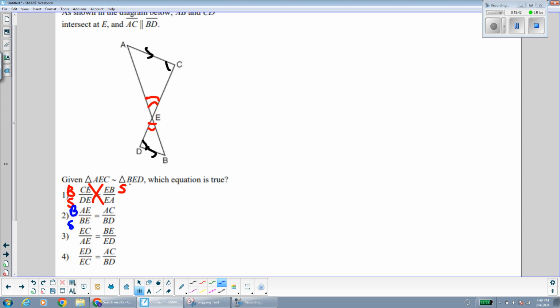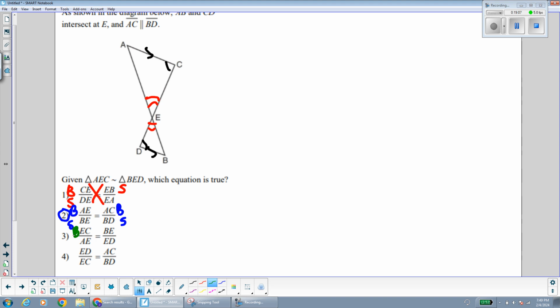First two letters, so far so good. Since this is big over small, this also needs to be big over small. AC is big, BD is small. Let's make sure these correspond. First and third letters, all good to go. Answer choice 2 is a correct equation. We can check out 3 and 4 to see why they're incorrect.